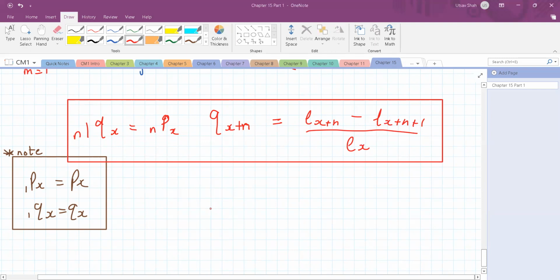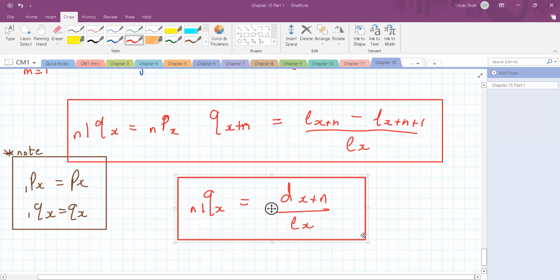All right. So one more thing: since now there is only an age gap of 1 year, this is L65 and L66, so the difference of these two, L65 minus L66, correct? So now what is the number of people that die in 1 year? Therefore, n deferred qx can also be written as dx plus n, the people who died between the age of x plus n and x plus n plus 1, dx plus n upon lx. All right, because it is a 1 year gap, you can use the dx term also.